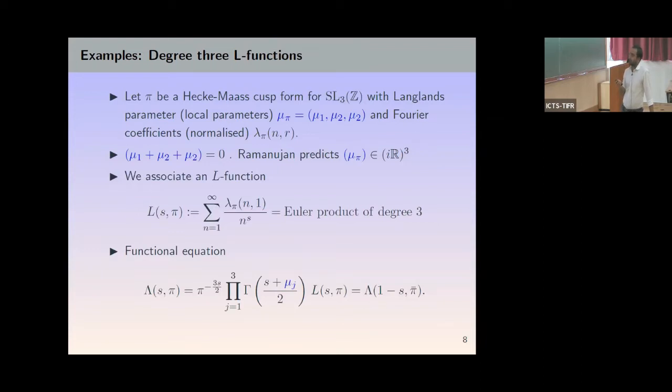And again, we associate an L-function involving the coefficients. This time the coefficient that comes up is lambda_pi(n, 1), and it will have an Euler product of degree 3. Now if you see the functional equation in this case, these mu's will again come up, and they will satisfy this: the sum is 0, and for simplicity you can take the mu's to be imaginary if you wish. And pi bar is the associated dual form.